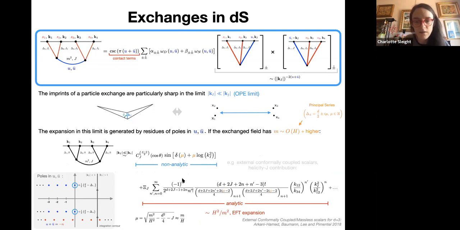So this tells you that these terms that are generated by the poles in this cosecant factor constitute the effective field theory part of the exchange, where the non-perturbative corrections are given by the non-analytic contributions, which are generated by the on-shell part of the exchange.